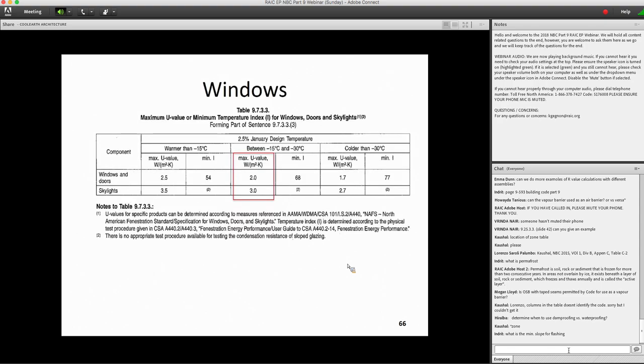Heat loss control. So these are the minimum values that you need to comply with. This is a different way that the code is providing you an option to use. You can use the design temperature, and that gives the minimum U values that you have to use on the windows.